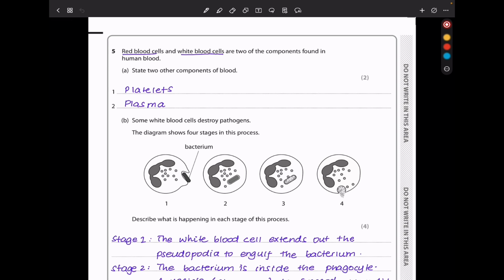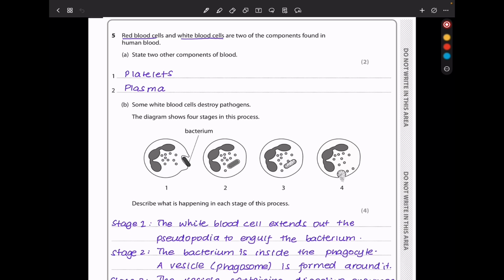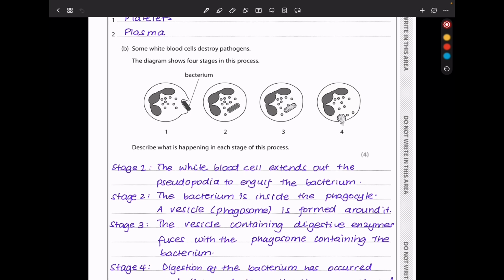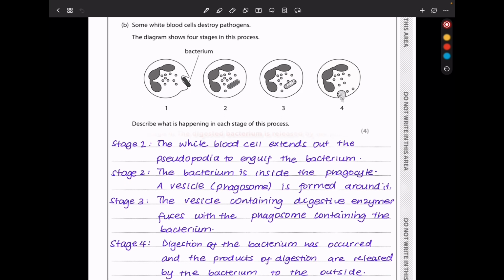In question 5, red blood cells and white blood cells are two of the components found in the human blood. State two other components of blood. Other components include plasma as well as platelets. And in part B, some white blood cells destroy pathogens. The diagram shows 4 stages in this process. So they want you to describe what is happening in each stage of this process.